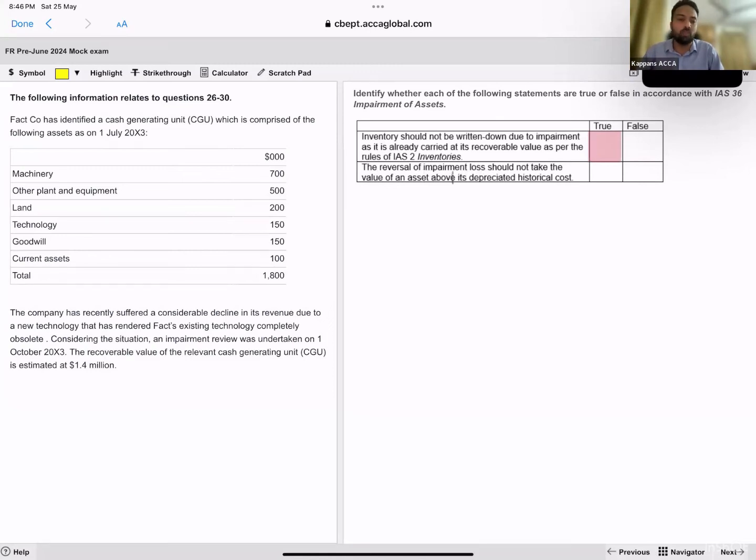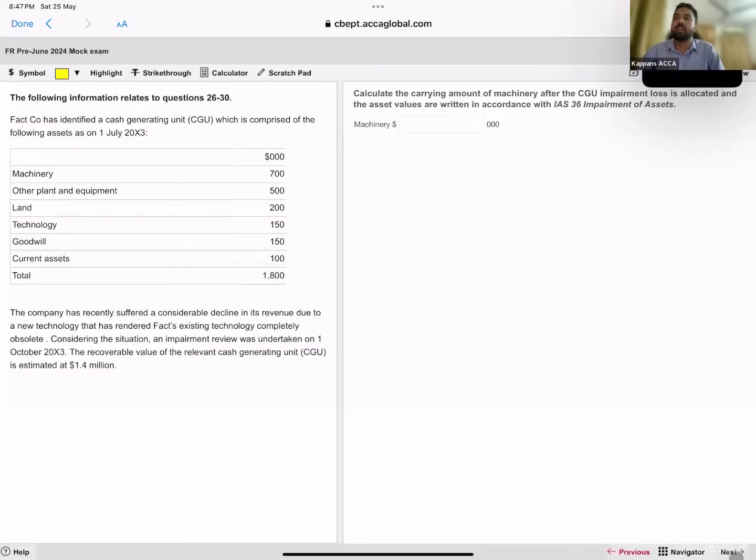And the second one, the reversal of impairment loss should not take the value of an asset above its depreciated historical cost. That is again true. The reversal should be only up to the value of carrying amount if there is no impairment loss.